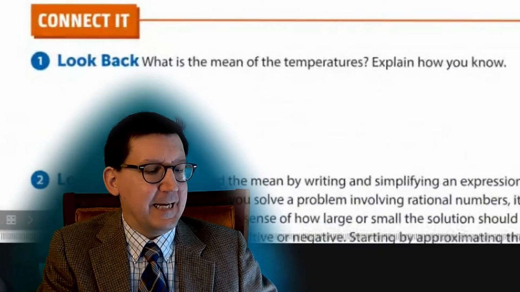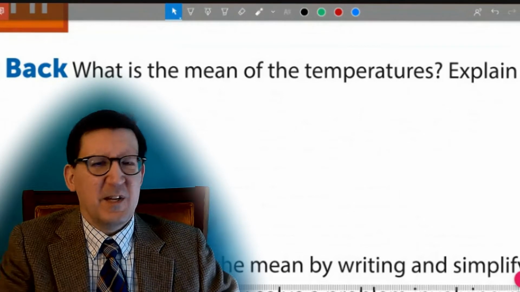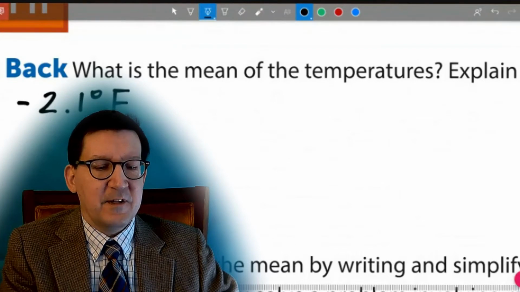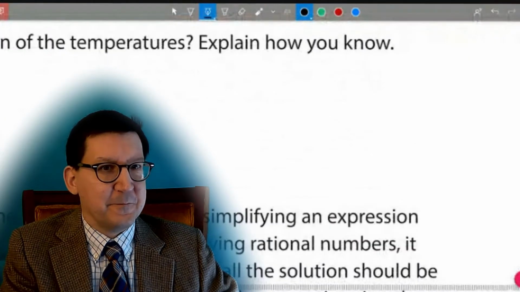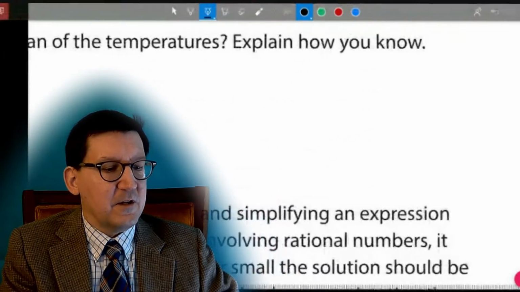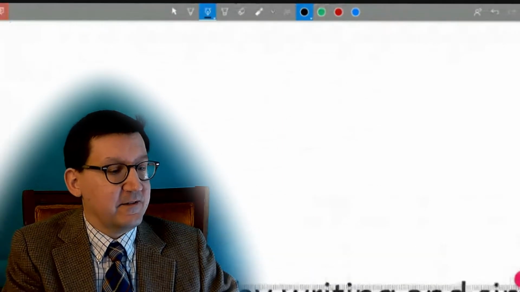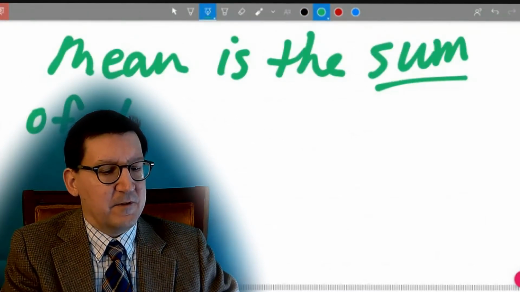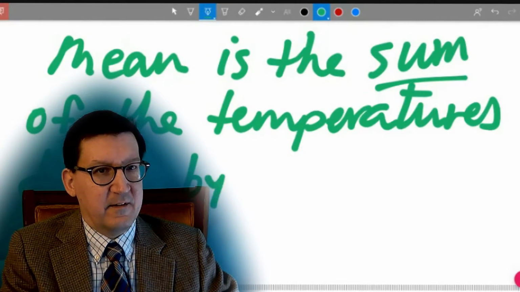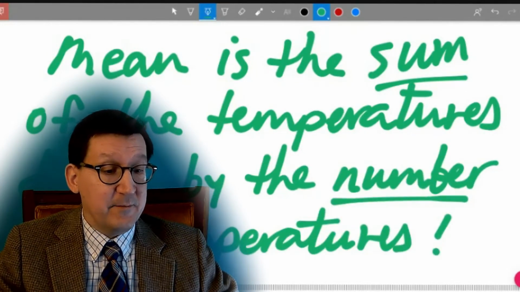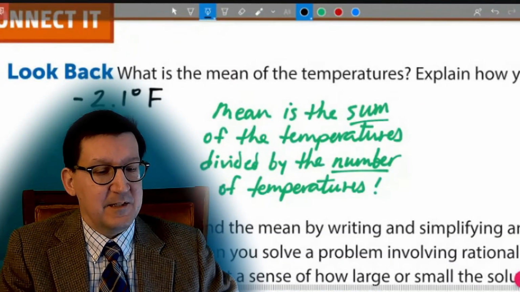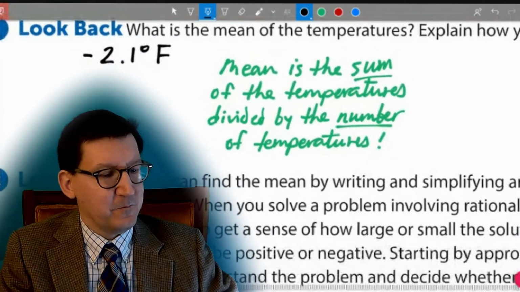Let's move forward. Page 278. And of course, we start off with a Connect It, draw our connections. What is the mean of the temperatures? We saw what that was. That was negative 2.1 degrees. And the second part of that, explain how you know. So, how do we know? Well, we know because the mean is the sum of the temperatures divided by the number of temperatures. And that's how we know. So that seems like a rational explanation we could put down for that.